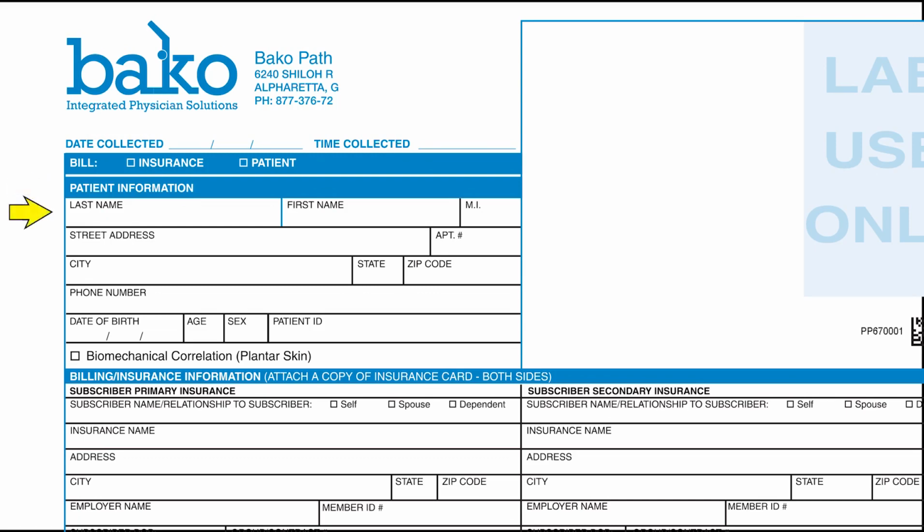We need the first and last name on the requisition because the orders will also appear on the requisition. If we do not have the first and last name on the form that contains the orders, the orders are not valid.